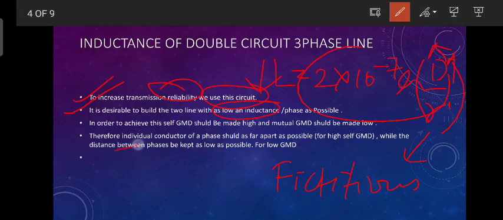So in order to achieve this, self GMD should be high and mutual GMD should be made low. Therefore the individual conductors of a phase should be as far apart as possible for high self GMD, while the distance between phases is kept as low as possible for low mutual GMD. Remember these 3 points. They will help you in writing part 2 of the SSC exam.